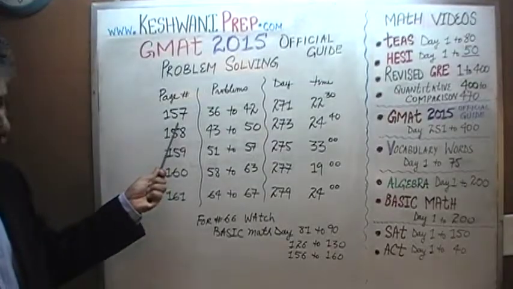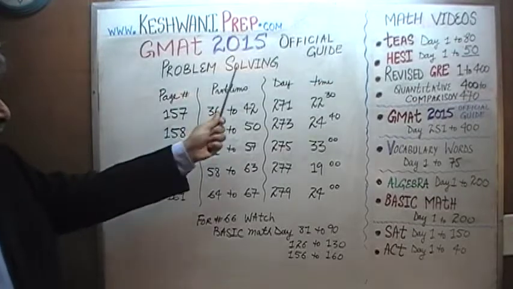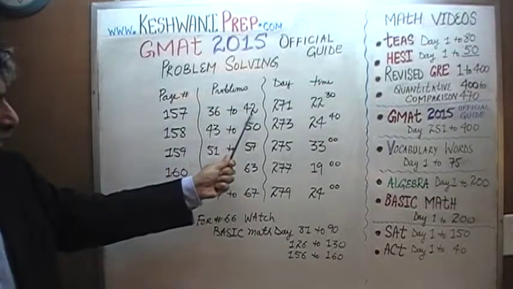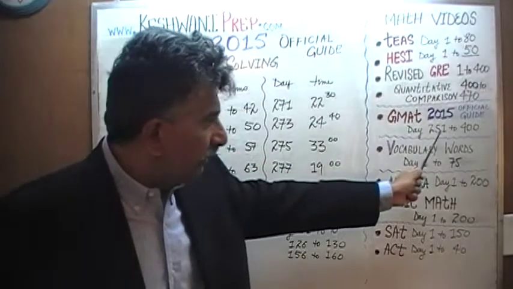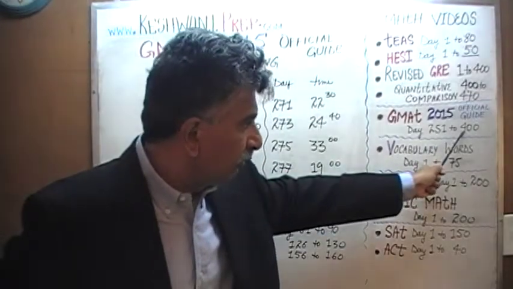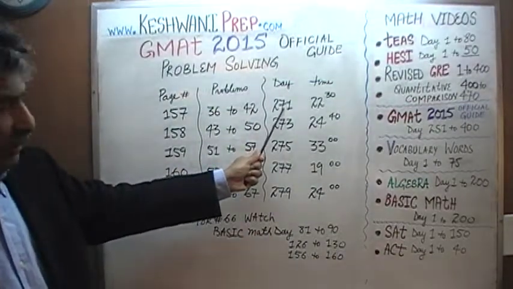We are on page number 157. On page 157, you will find problems 36 through 42. These are all problem solving questions. They were all solved on day number 271. Solutions to all of them are present from day number 251 through 400. 36 through 42 were solved on day number 271.